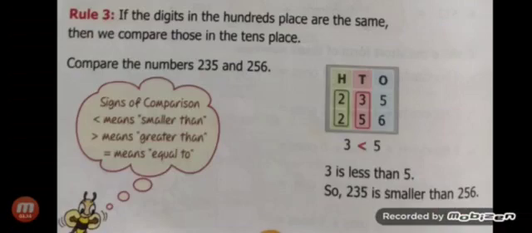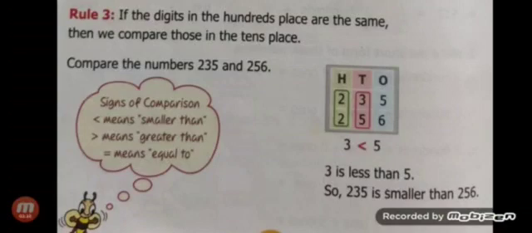tens place. Clearly you can see the two numbers are 235 and 256. In the hundreds place, both the numbers have the same digit 2. So moving on to the tens place, we have 3 and 5. Now 3 is less than 5, as you know. So 235 is smaller than 256. And the signs of comparison you know, for smaller than, for greater than, and for equal to.